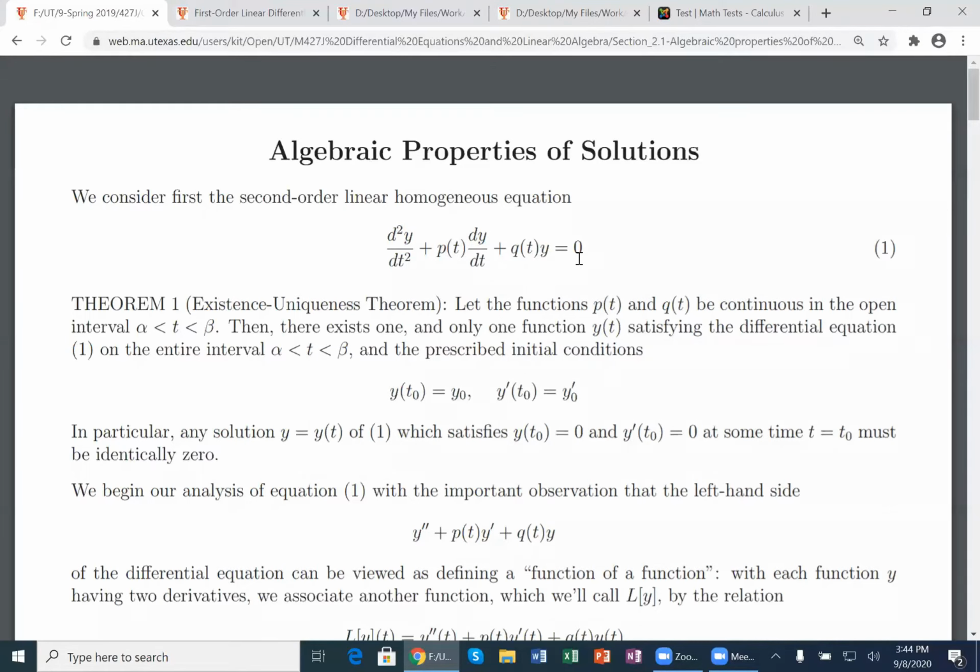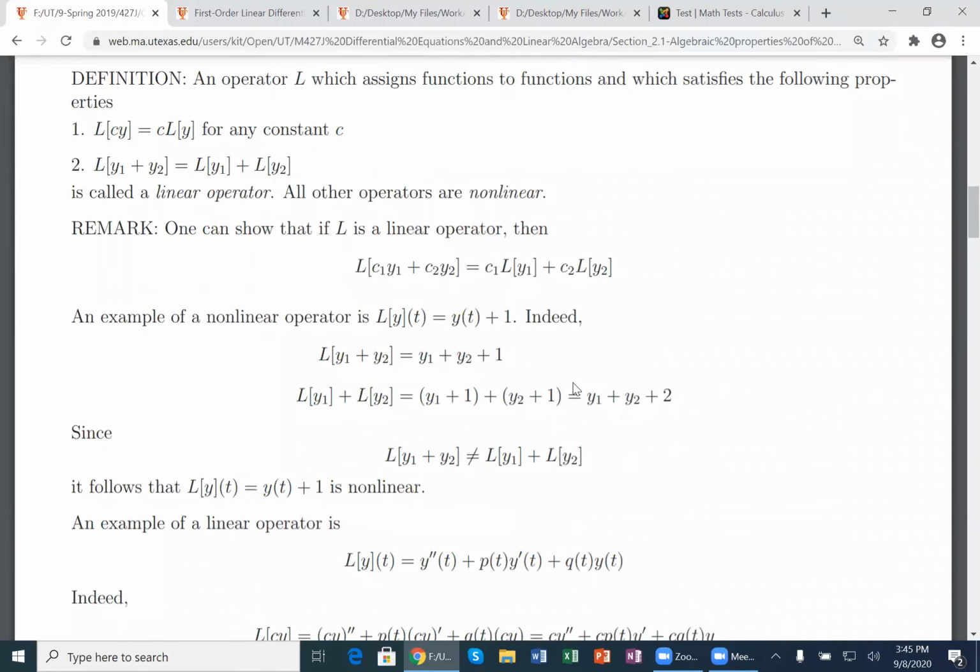However, before I prove that this is a linear operator, let me show you an example of a non-linear operator. Here is the example. By the way, if you compare operators with functions, think about the following function. F of x is equal to x plus 1. This is a linear function. However, L of y is equal to y plus 1 is not a linear operator.